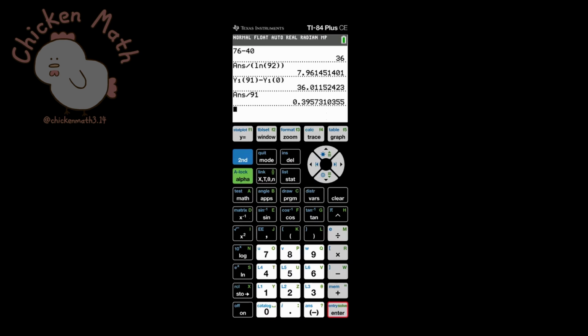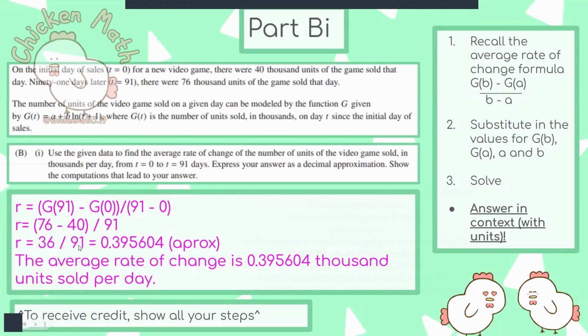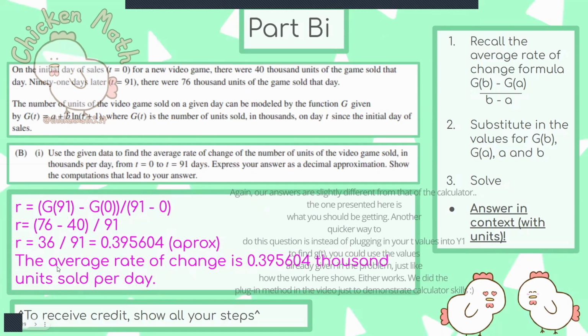But we need to make sure that we answer the question in terms of context. So answering the question in terms of context, it would be the average rate of change is 0.395 thousand units sold per day. And here I included a bunch of decimals, but on the AP exam, you can just include 3.